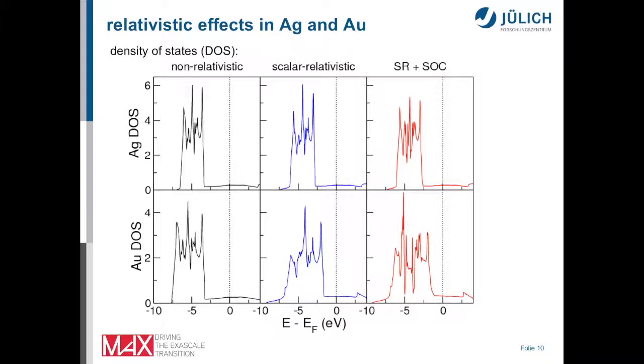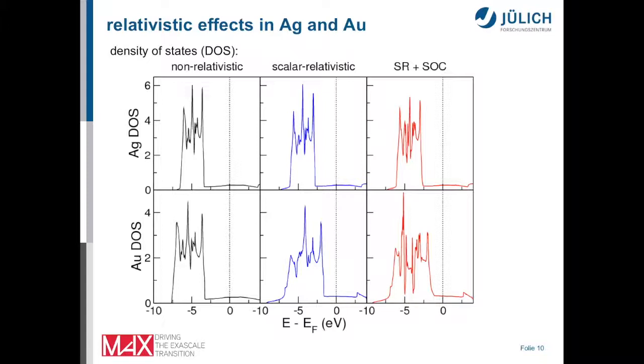To illustrate this, I show you here a calculation of silver and gold bulk in non-relativistic, scalar relativistic, and scalar relativistic plus spin-orbit coupling approximation. To get to the non-relativistic limit, you just increase the speed of light in the code, and then you switch off, so to say, the scalar relativistic terms. And then you see there is actually not much difference between the silver and gold density of states. The d-band onset is here at 3 eV. In both cases, in gold it's a little bit broader. This is clear, these are 5d electrons.